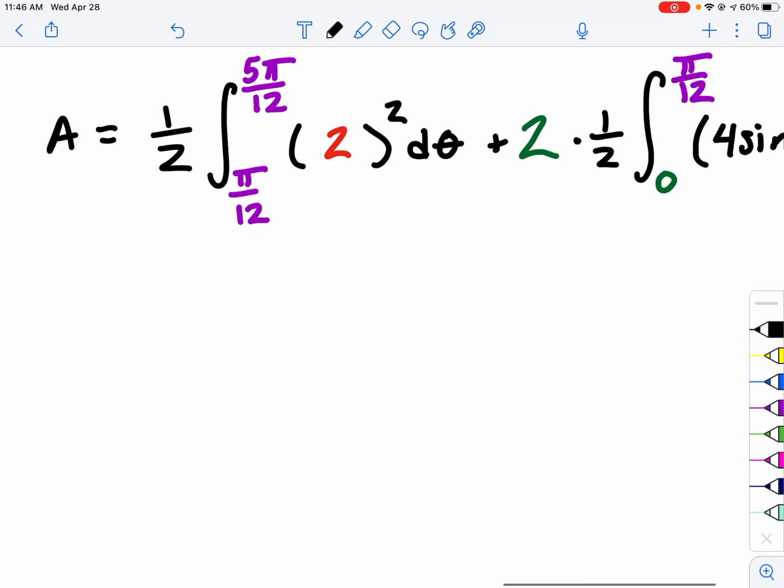All squared. Okay, so if we simplify the first part, that one's really easy to integrate, right? We get 1/2 times 4 on the inside, so that's 2. The integral of 2 in terms of theta is 2 theta.